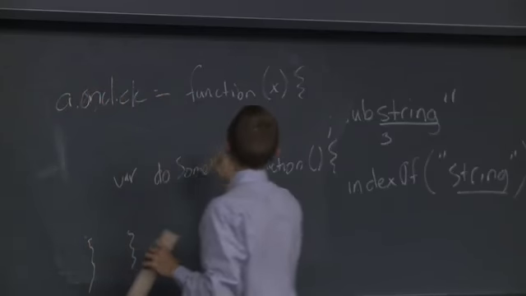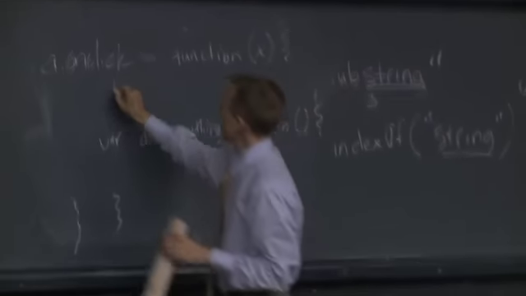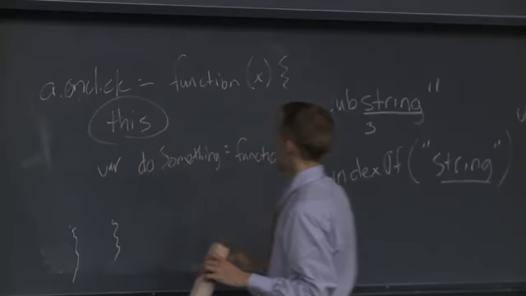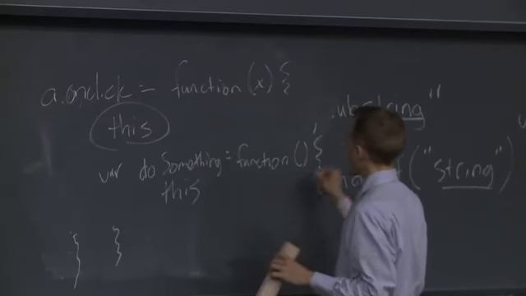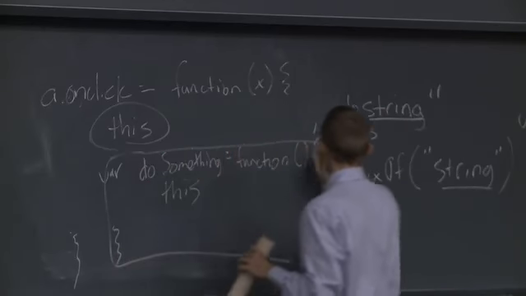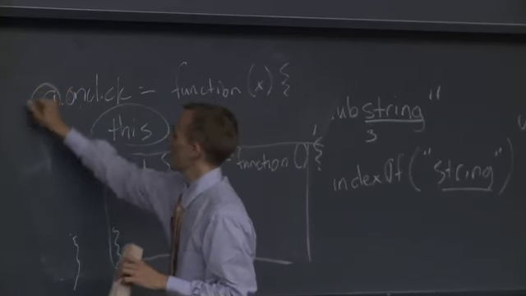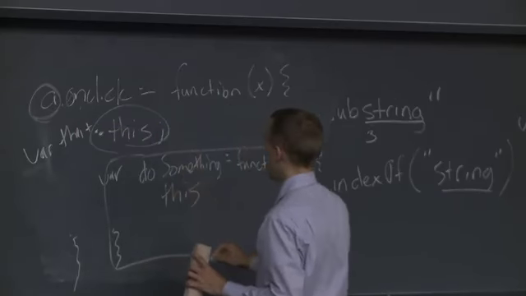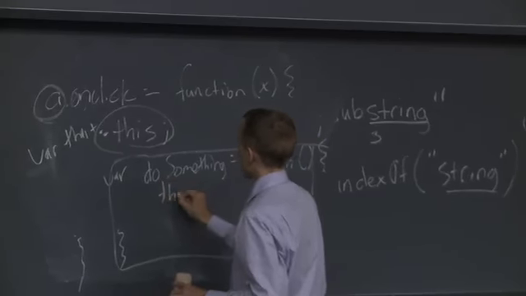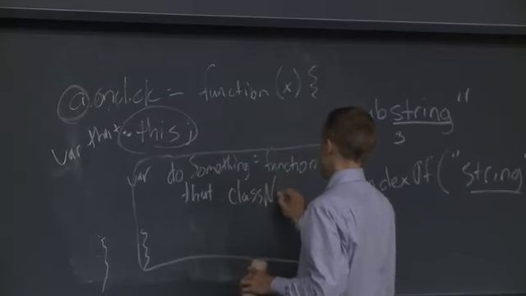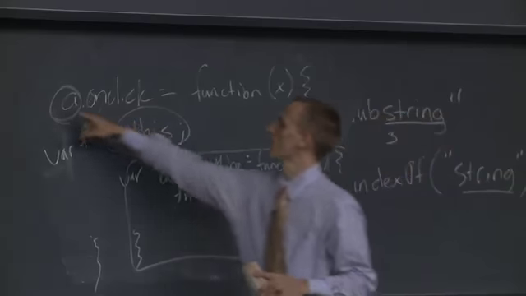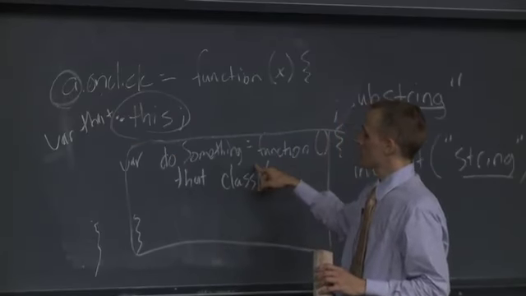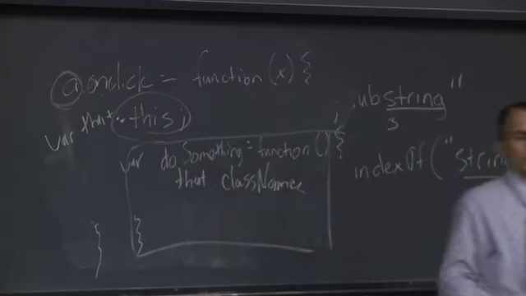A.onClick equals function x. The this element here contains a reference to that A document object in this scope. However, here, the this variable contains a reference to this function. So in order to get access to the A document object, you need to say var that equals this. And then inside here, you can say that.className. You can perform operations on that anchor document object inside of this function by making sure that this local scope doesn't clobber the this keyword that you need access to.